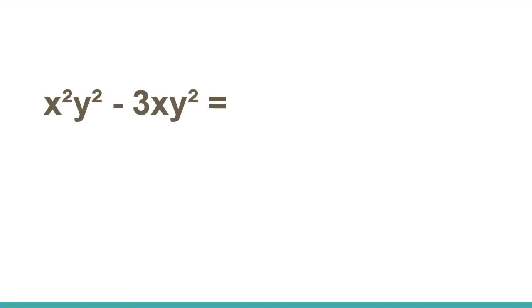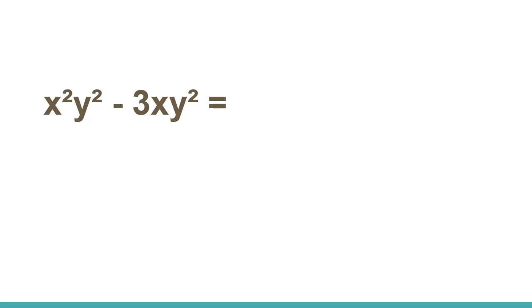Okay, our next example is x squared y squared minus 3xy squared. Okay, first let us determine whether our given polynomial has a common monomial factor. So, tingnan natin yung bawat terms. So, sa first term natin, meron tayong variable na xy. At doon sa ating second term, meron din tayong variables na xy. So, ibig sabihin, meron tayong makukuhang common monomial factor.